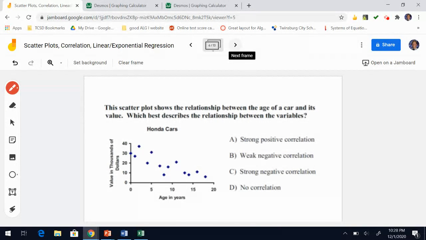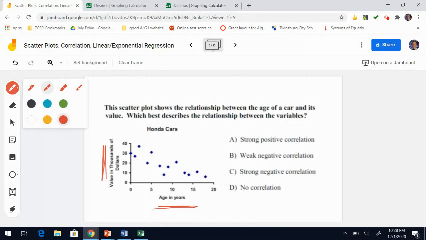Here, the scatter plot shows the relationship between the age of a car and its value. So here's your age of the car on the X, here's your worth on the Y value. And you can see that this line of best fit has a little bit more scatter above and below. So even though this is 7, 8 years old, it's not worth as much, maybe because it has lots of miles on it, or it's been in car accidents or something like that, right?